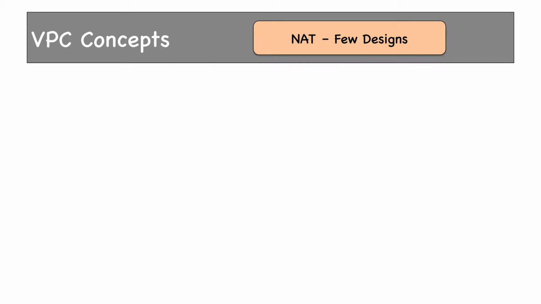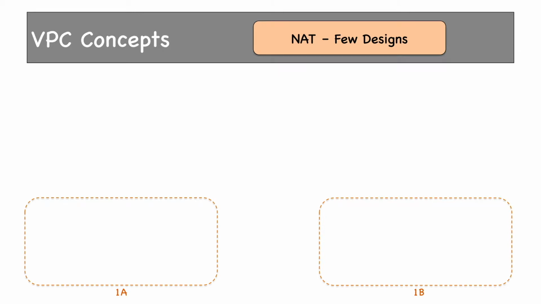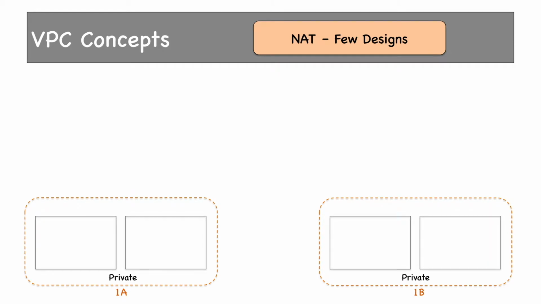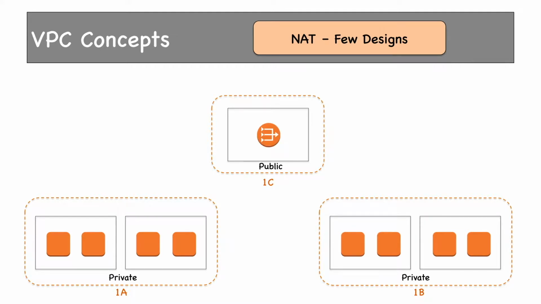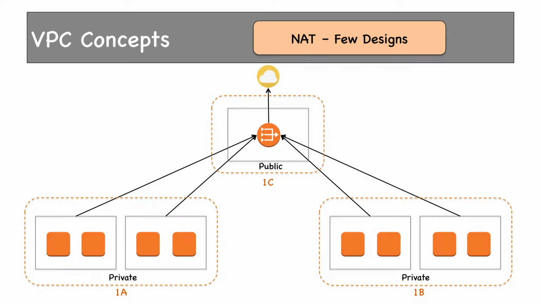We'll see a few design patterns using NAT gateway. Let's say you have these AZs, and each AZ has one or more subnets. All these subnets are private, and there are EC2 instances behind these subnets. If they want to talk to internet, then create a public subnet in an AZ, say 1C, put a NAT gateway there which can connect to internet, and route all internet bound traffic from these EC2 instances to the NAT gateway.